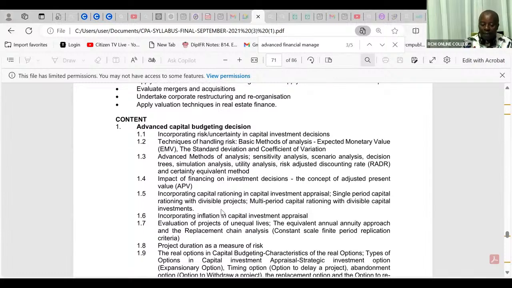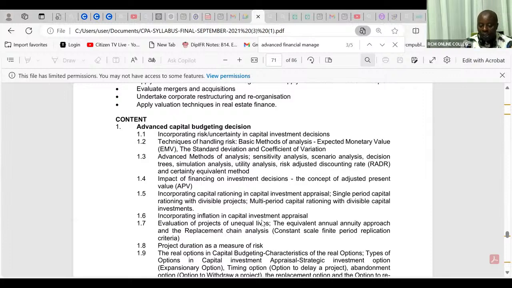Incorporating capital rationing in capital investment appraisals: to ration, ladies and gentlemen, is to limit. If, for example, you're limited in terms of capital, then how do you evaluate your projects, for example, using the profitability index? How will you be able, if those limitations are many, to make investment decisions using linear programming?